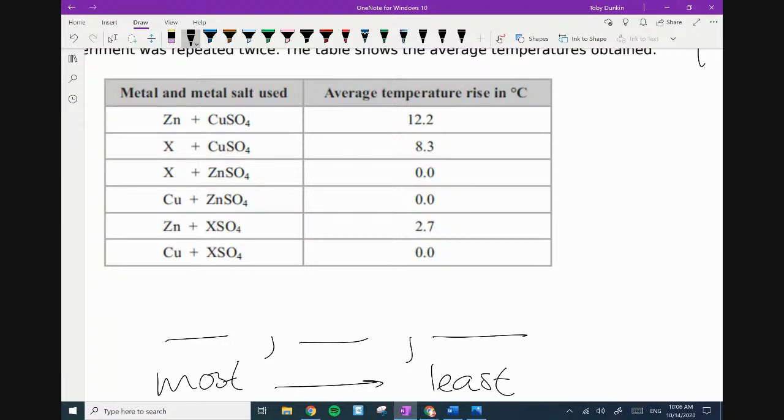Most reactive to least reactive. Yeah. Least. That's what I've written. Least. That's what I've written, right? Have I gone mad? Julius has given me an answer.